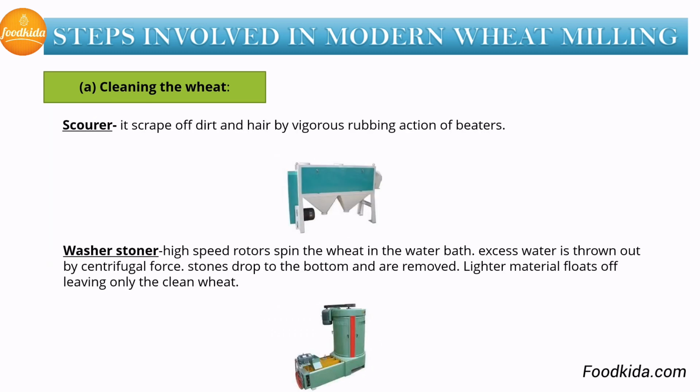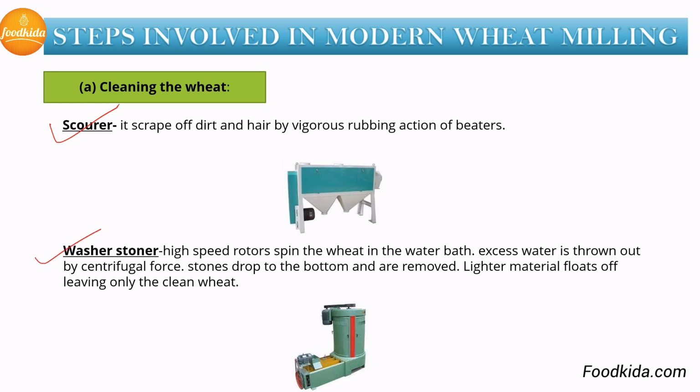Next one is the scourer. The scourer has beaters attached to a central shaft which throw the wheat against the wall of the container and break the hair of the kernel. So with the help of a scourer, the hair-like structure called the brush present on the wheat is removed.